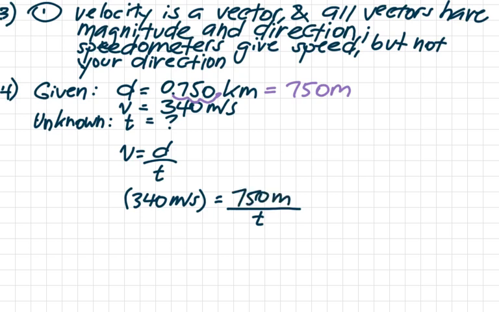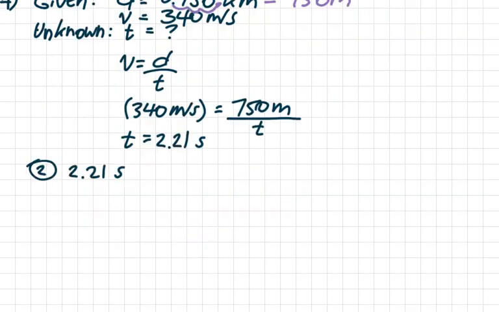Cross multiply to solve for t, you wind up with 750 divided by 340, 2.21 seconds, 3 significant figures because the original numbers were 3 sig figs, and there it is, choice 2, 2.21 seconds. V equals d over t, by the way, is a formula. It's the first formula on the back page, the mechanics page of the reference table.